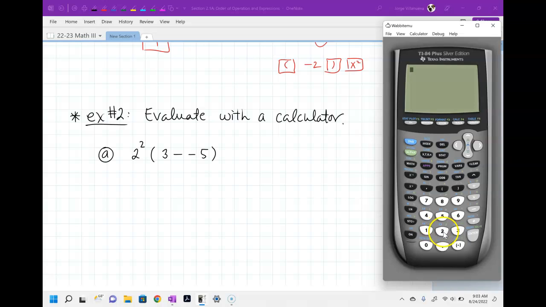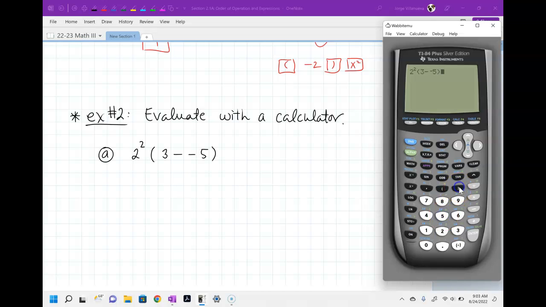So here we go. I'm going to press 2. And everybody's calculator is a little different, so you have to get to know how yours works. And if you don't have one, I can let you borrow one. But I do recommend you have your own. That way it's a little bit easier. But you can see 2 squared. There you go. I put a parenthesis, 3 minus a negative 5.